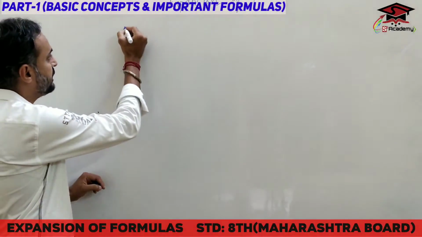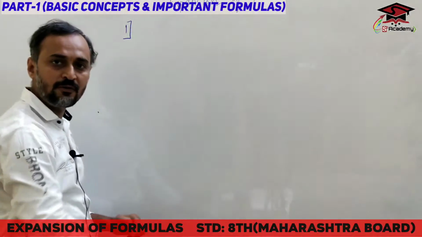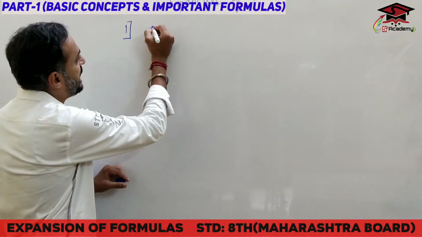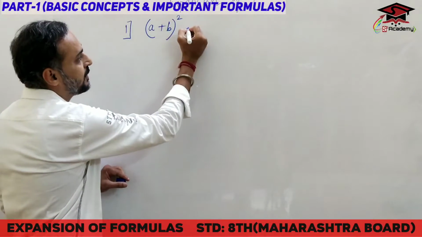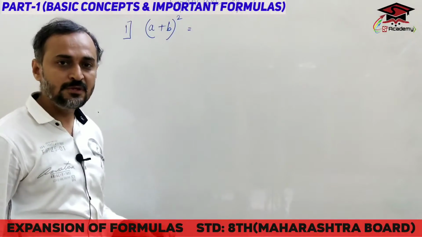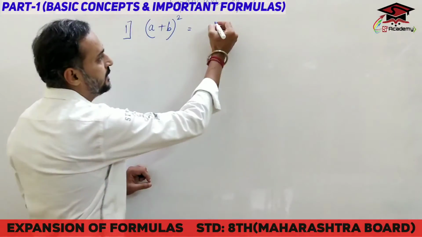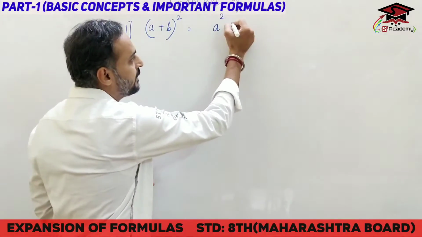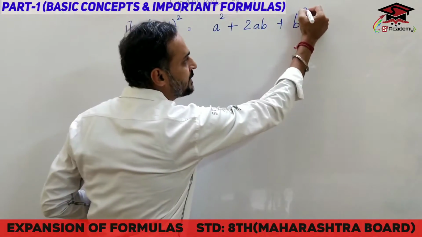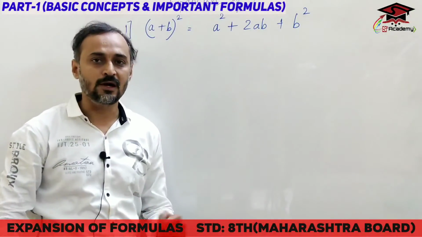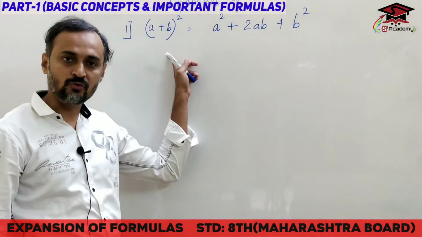Now the first part we are going to study today is a plus b the whole square. So what is the formula for it? It is a square plus 2ab plus b square. So this is the formula of a plus b the whole square.